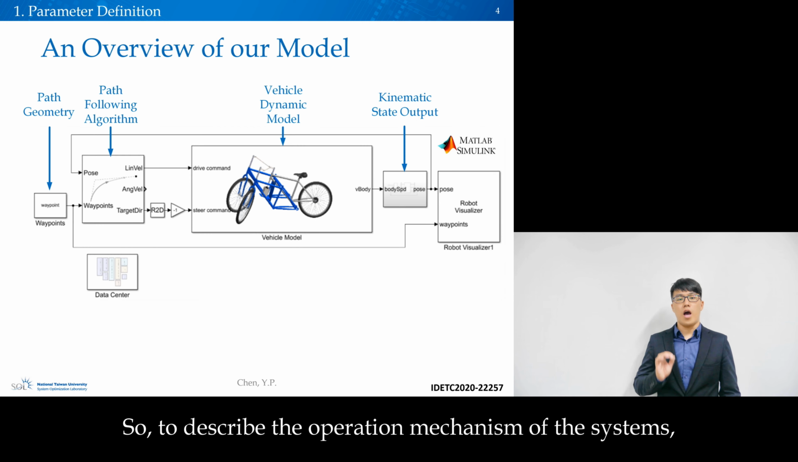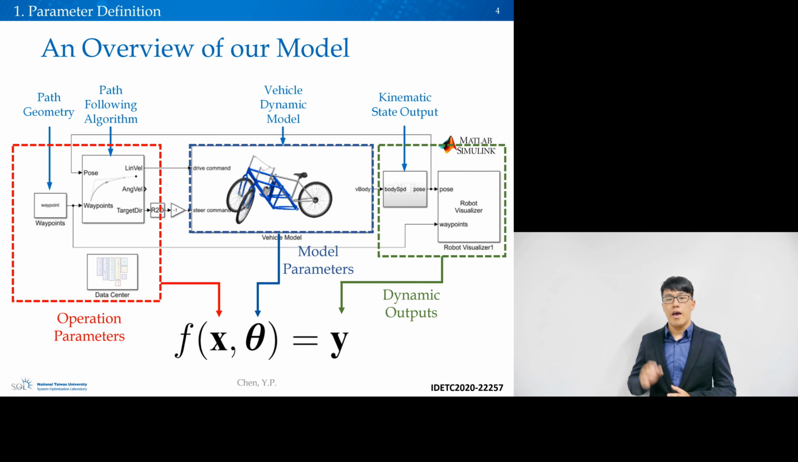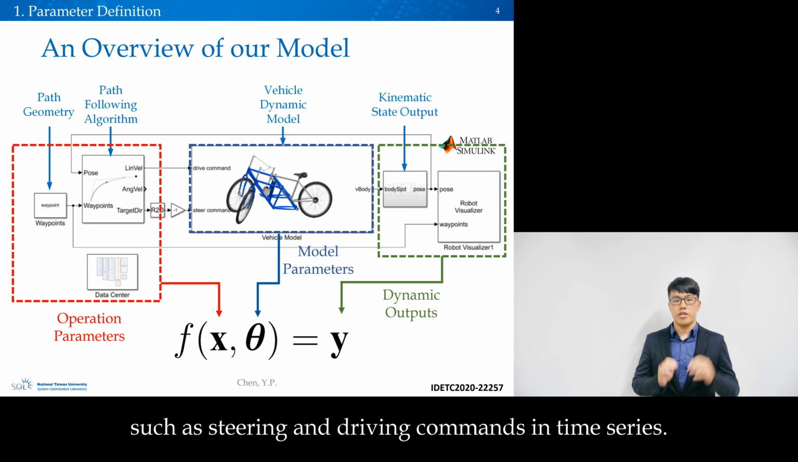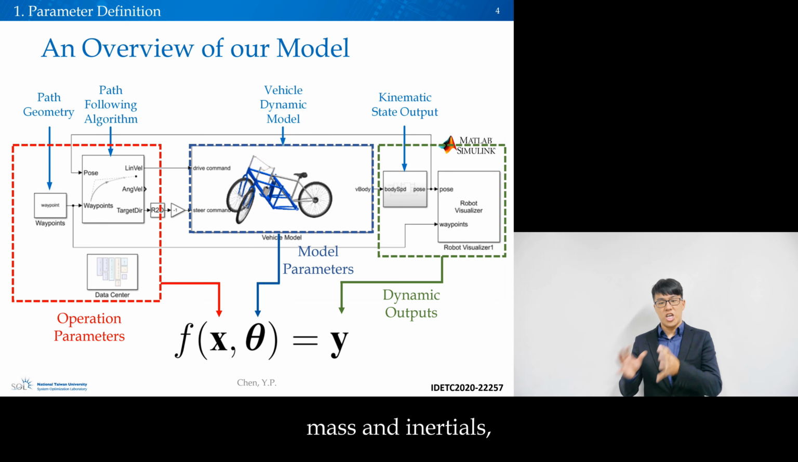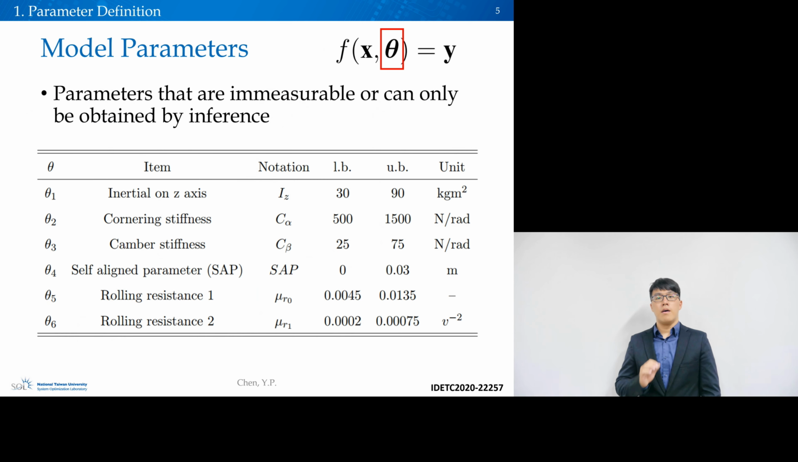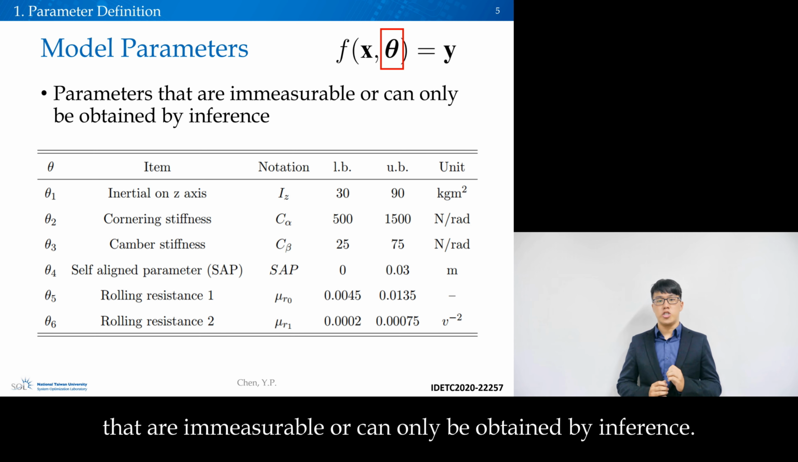To describe the operation mechanism of these systems, we use a simple math function. X here represents how the model is operated, such as steering and driving commands in time series. Theta here is the model parameters, such as mass and inertia, and Y is the dynamic output, such as position and velocity in time function as well. Model parameters here represent the unknown parameters that are immeasurable or can only be obtained by inference.